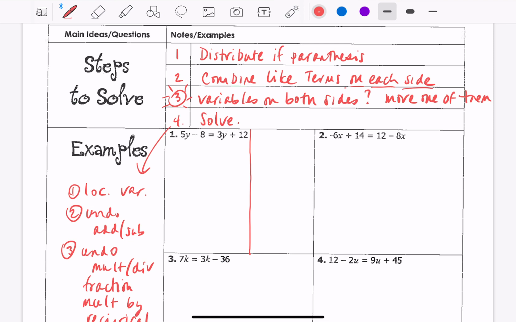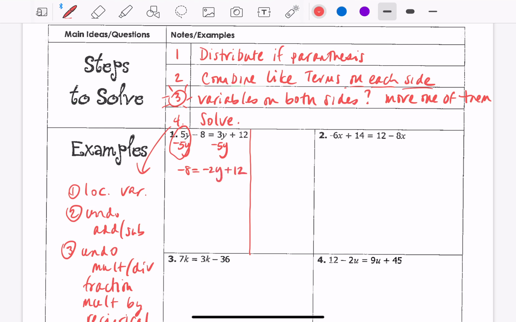So I'm going to move 5y, and to move 5y means I'm going to get rid of it. I want it to go away. I only want a variable on one side. So I'm going to subtract it from both sides, because remember, I have to do the same thing to both sides. That's one of the golden rules of equations. When I do that, this goes away on this side. This 5y minus 5y becomes 0, so it goes away. And I bring down my minus 8 equals, and then 3y minus 5y. So now I do have some like terms I can combine. That's minus 2y, and then I bring down my plus 12.